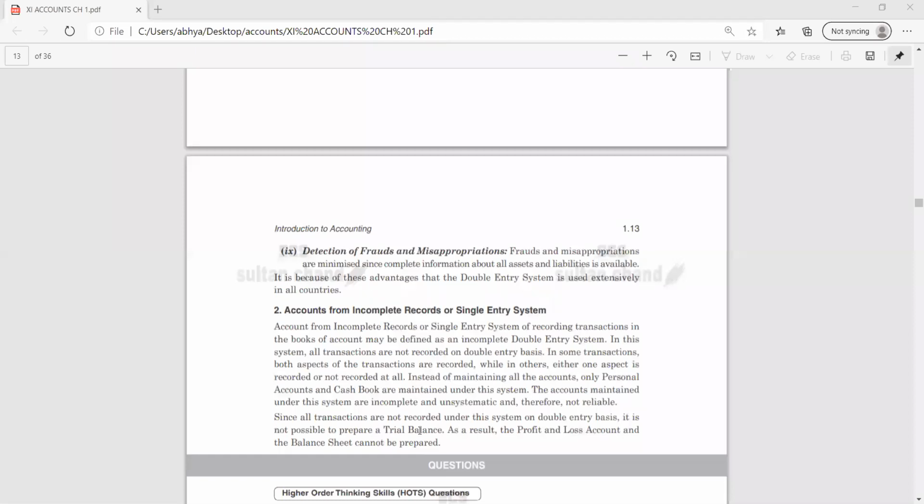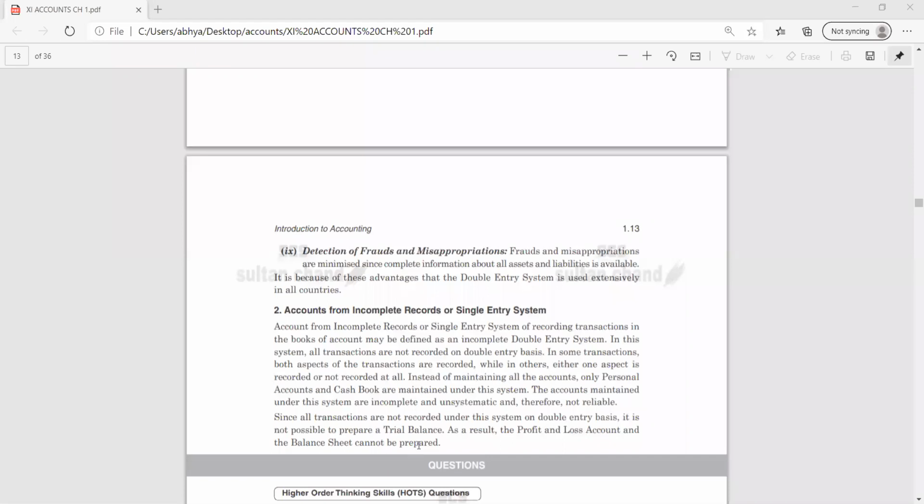Since all the transactions are not recorded under this system on a double entry basis, it is not possible to prepare a trial balance. As a result, the profit and loss account and balance sheet cannot be prepared. Because we can prepare a trial balance only when we have followed the complete process of accounting, journal and ledger. Trial balance is prepared only with the help of the ledger. Here we are not preparing a ledger. If no ledger is there, no trial balance will be there. With no trial balance, we will not be able to know the profit or loss.